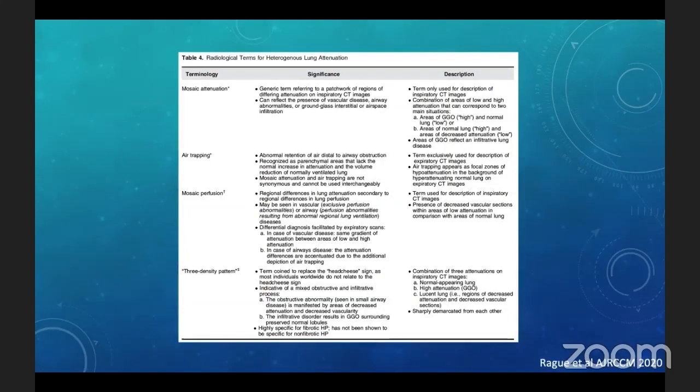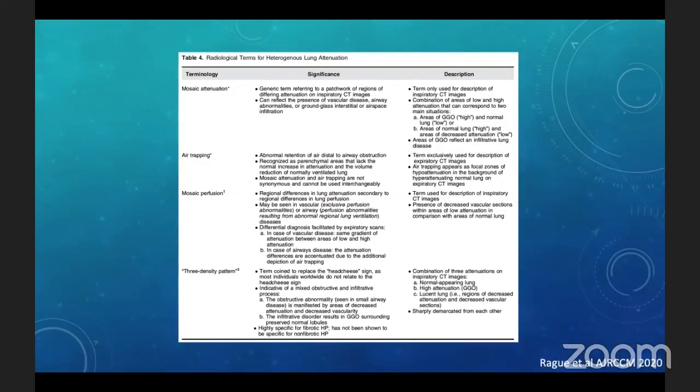So the article describes the various terminologies used for the heterogeneous lung parenchymal attenuation. And these are mosaic attenuation, as we all know. It's a descriptor used in the inspiratory imaging. It is to describe the heterogeneous geographic lung attenuations, where you have areas of hypoattenuation and areas of hyperattenuation. And this is confirmed on the expiratory phase to represent air trapping if it accentuates further.